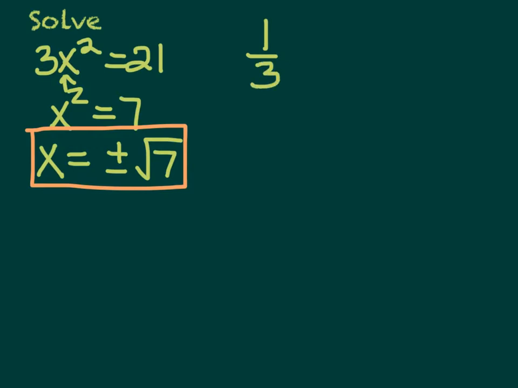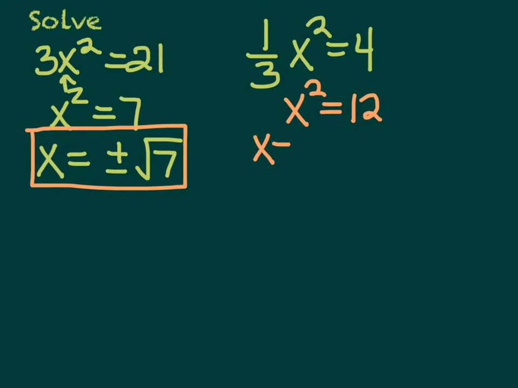Let's do a couple more. How about 1/3 x squared equals 4? All right, first thing I want to do is multiply both sides by 3. So I have x squared equals 12. Then I want to take the square root of both sides. Don't forget your plus or minus. That's the first place people are going to lose points.